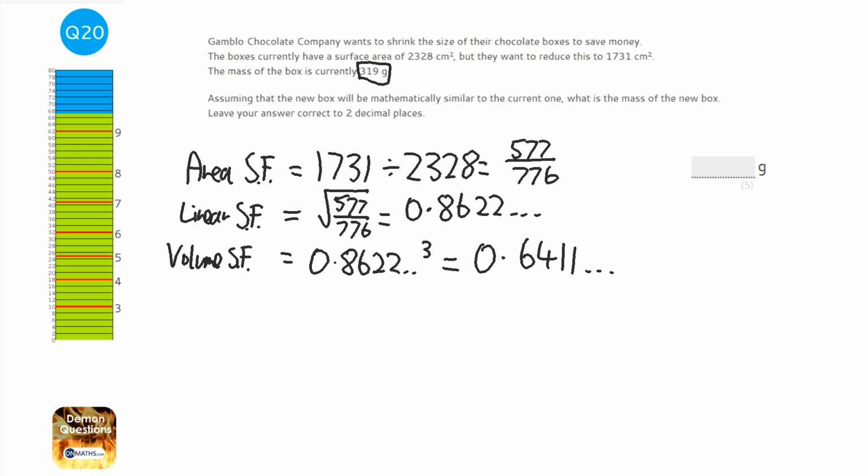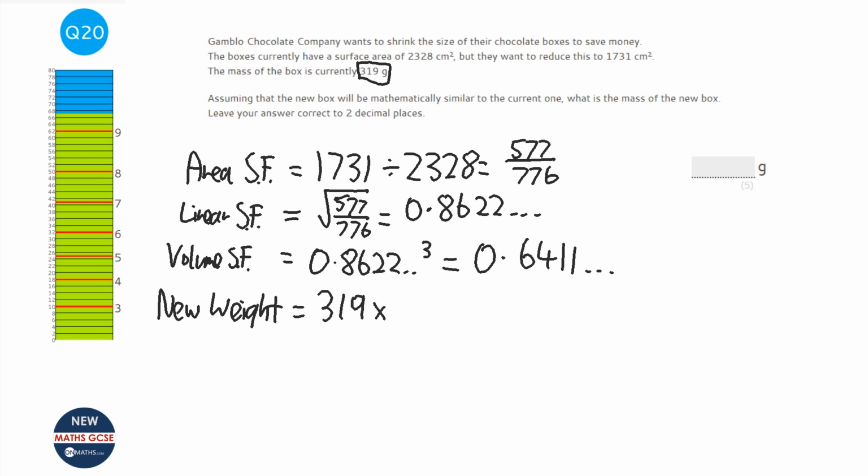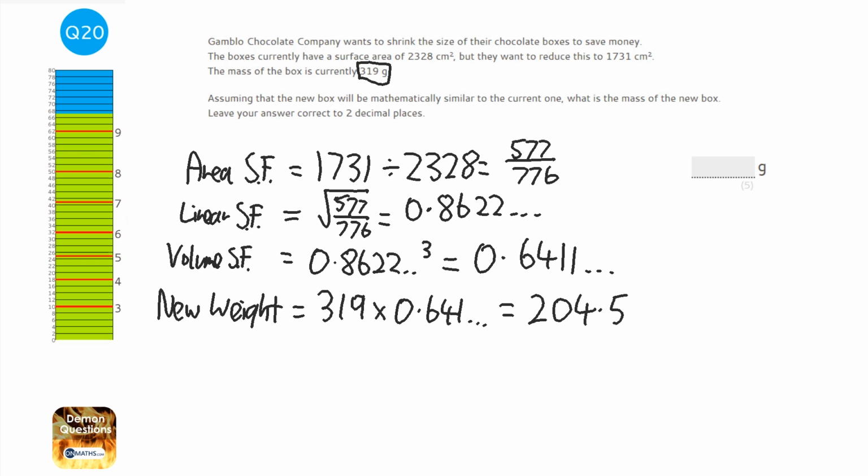The reason we need the volume scale factor is that grams is a three-dimensional thing, so it's going to be involved in the volume. With volume it's normally centimeters cubed, but grams works the same way as centimeters cubed. So to work out the new weight, I'm going to get 319 and times it by 0.641 and so on. On my calculator I times it by 319, and I get the answer of 204.5322 and so on. It wants two decimal places, so 204.53 is going to be my answer.